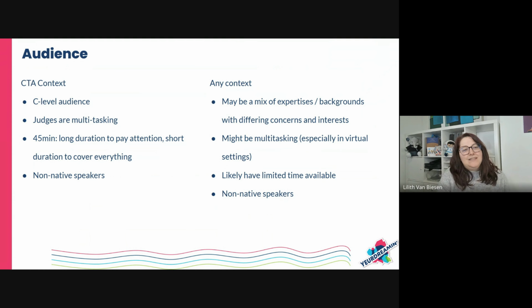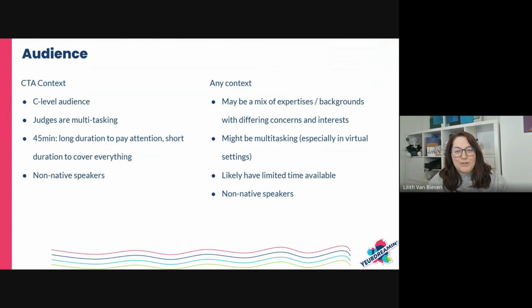So that is a CTA context, and that's what we, of course, trained a lot on, and where we also learned the value of communication. However, if you try to bring this to any context that an architect might find themselves in, you'll see that there might be a mix of expertises and backgrounds. They have their different concerns and interests. These are things to keep in mind when you're trying to bring a message to these people, when you're trying to convince them of a certain element or a certain solution that you have proposed. So it's always good to keep those different backgrounds in mind.